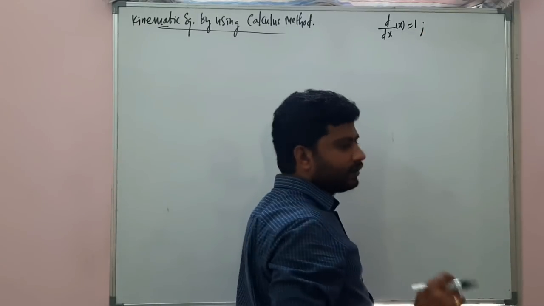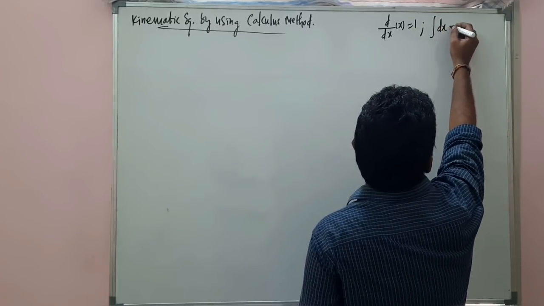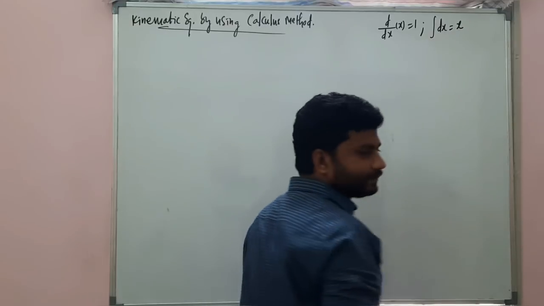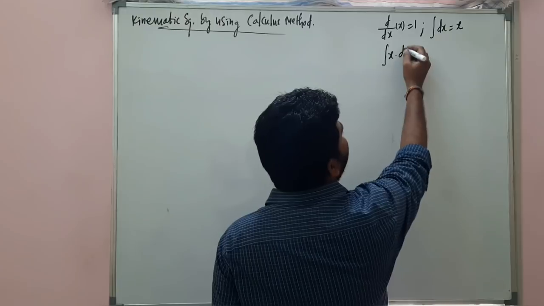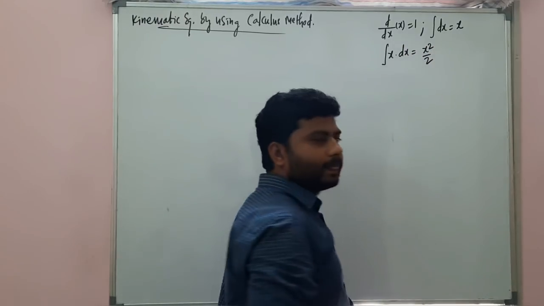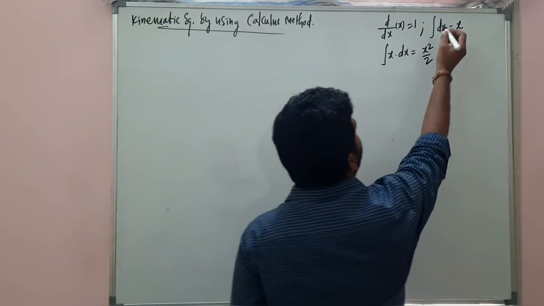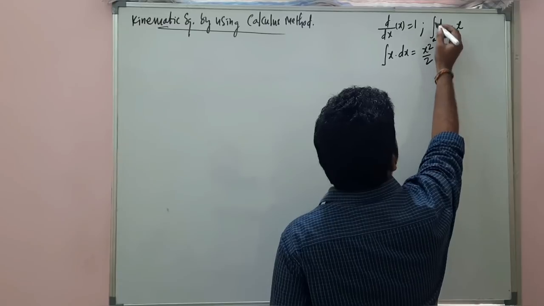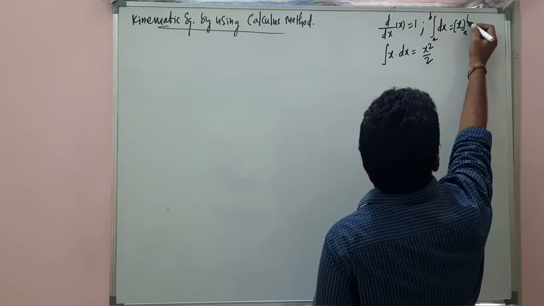Now, listen. Integral dx is equal to x. Integral x dx is equal to x square by 2. If there are some limits, for example a to b limits, then here also a to b.